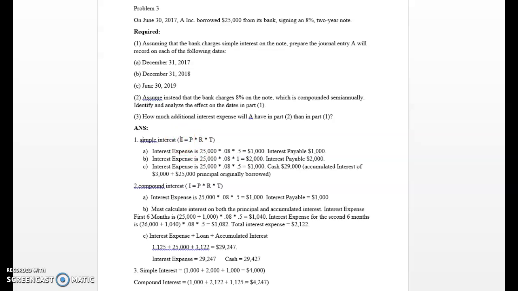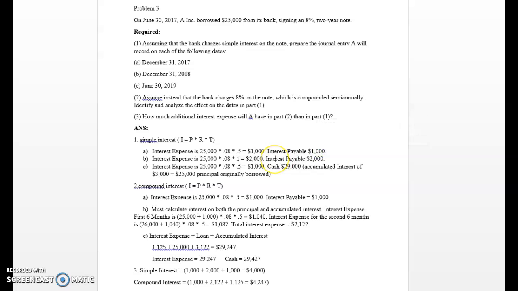So going down here to the answer portion, for this first part, we're using the simple interest formula, which is I equals P times R times T. So the interest expense for December 31st, 2017, you're going to be using $25,000, which is what we borrowed from the bank, times the 8% interest rate, times 0.5, which is half a year, because we were going from June 30th, 2017 to December 31st, 2017, so it's only 6 months. And that will get you an interest expense of $1,000.